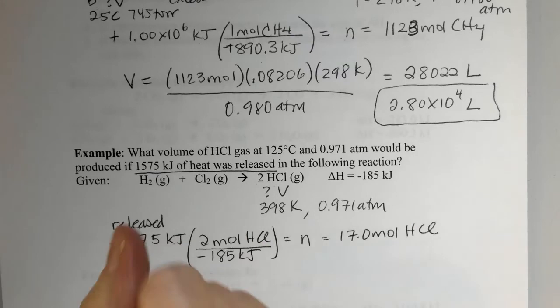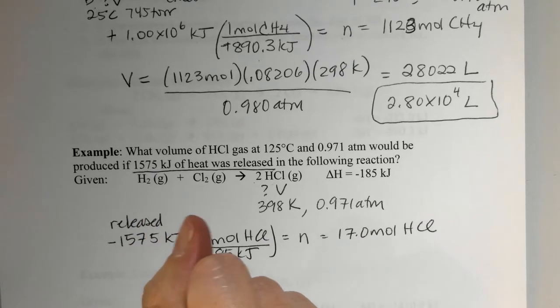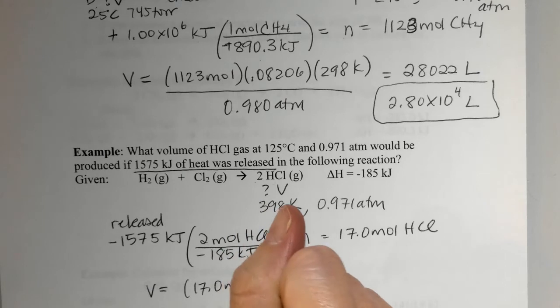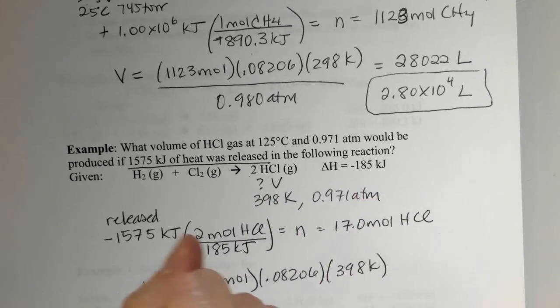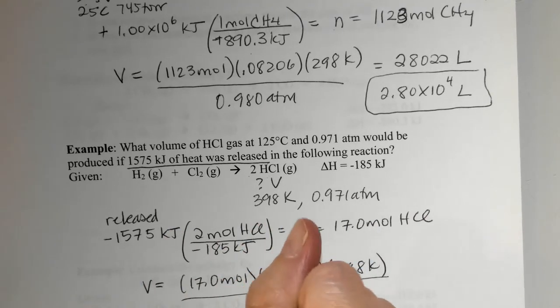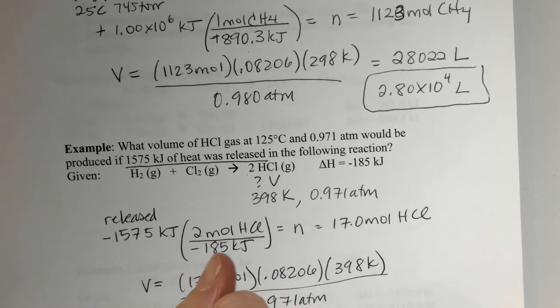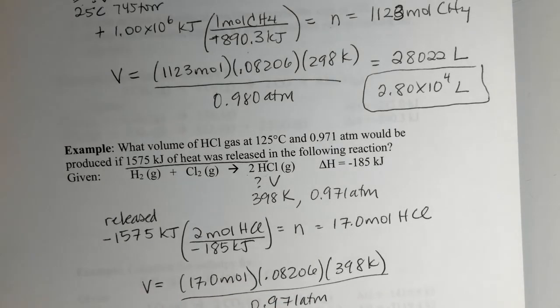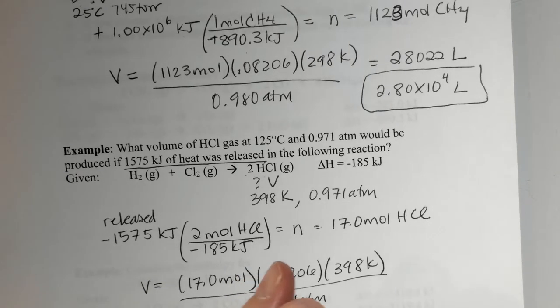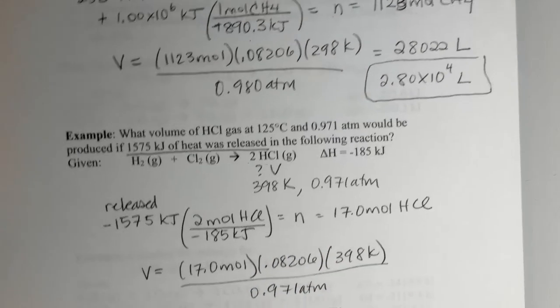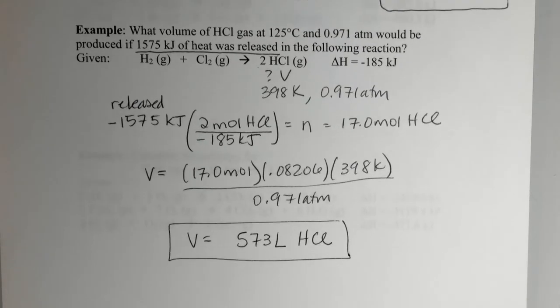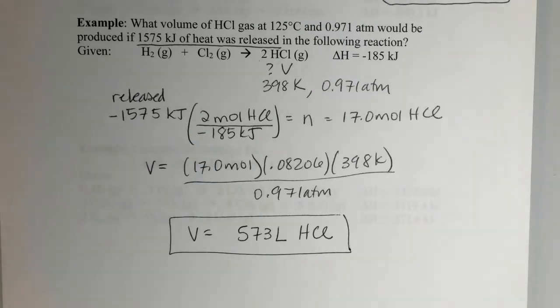Now for the PV = nRT, volume would be my moles, 17.0 times R, 0.08206, temperature in Kelvin, 398, divide by pressure in atm, 0.971. So what volume of HCl would be produced? I get an answer here in liters to 3 significant figures of 573 liters. So that would be my volume of HCl produced when I've released 1575 kilojoules.